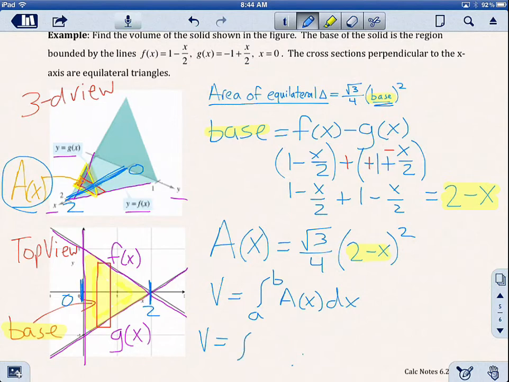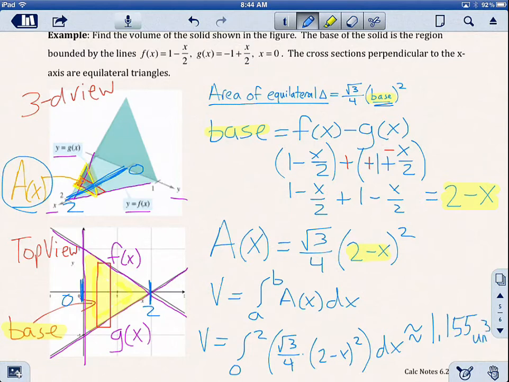So it's the definite integral from 0 to 2 of our function, square root of 3 over 4 times (2 minus x) squared, with respect to x. And when we evaluate this in our calculator, we get about 1.155 units cubed.